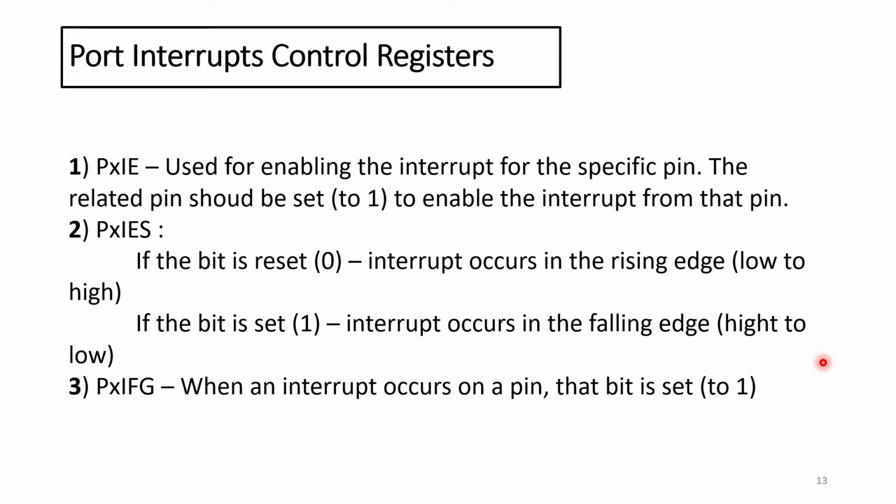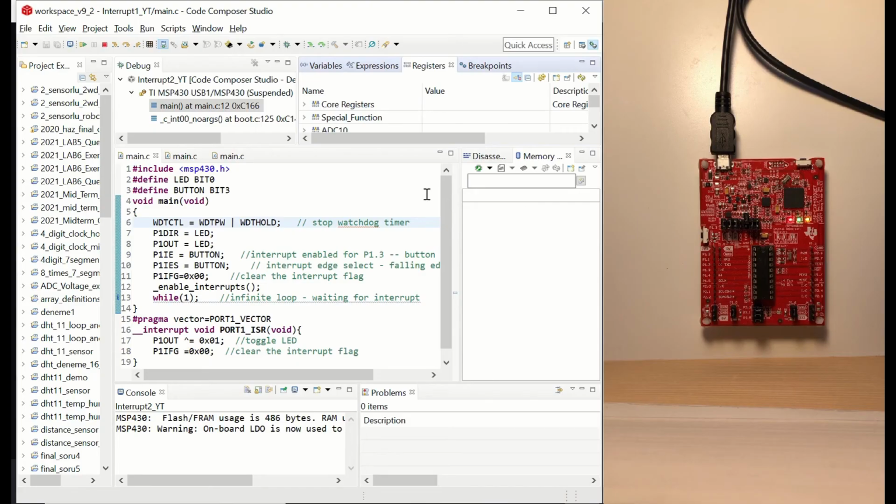Now that we have the necessary theoretical information, let's open Code Composer Studio for creating port interrupt examples. Before I start the examples, I should mention that the links to the codes shown here are provided in the video description. In this first example, we are defining the LED and button as bit 0 and bit 3 respectively. We are going to use these in port 1. In line 6, the watchdog timer is stopped automatically by the CCS. In line 7, we define the P1.0 as output, and in line 8, we set this output to 1.